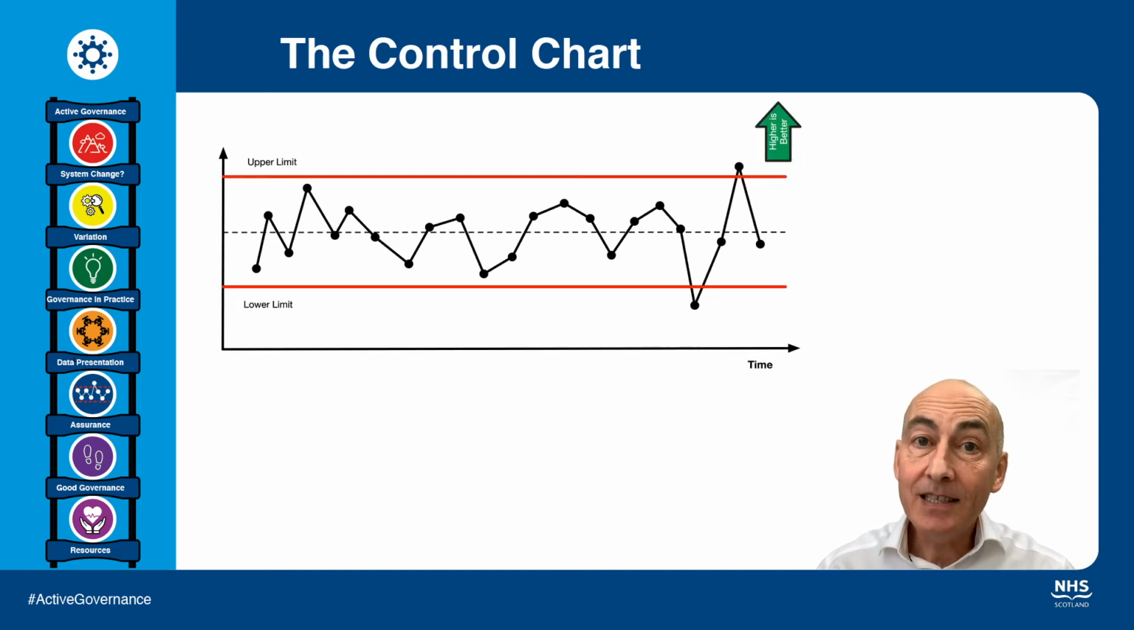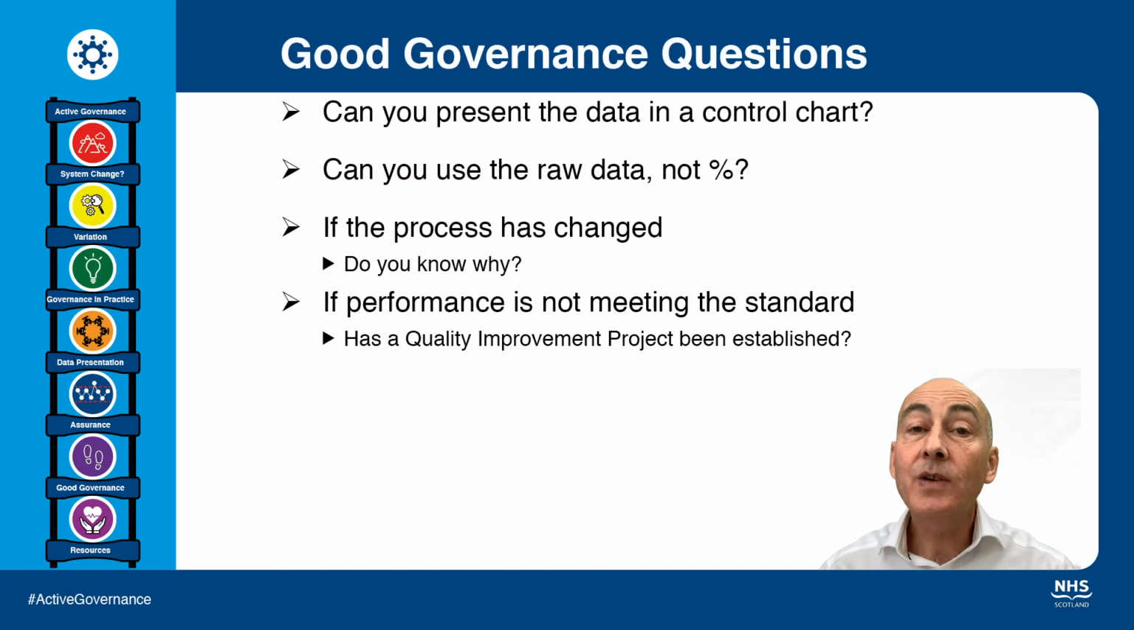However, in this case, this control chart shows 2 points outside the limits. One outside the lower control limit and one outside the upper control limit. And it's worthwhile going to investigate what happened. What caused these changes? Because this is a strong signal that something has changed within your system that we can learn from and use that to make improvements. So here are a few useful questions to ask as part of your governance role.